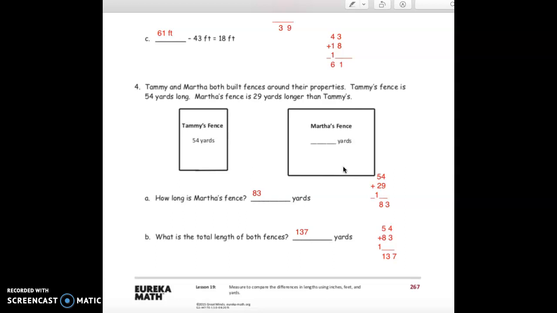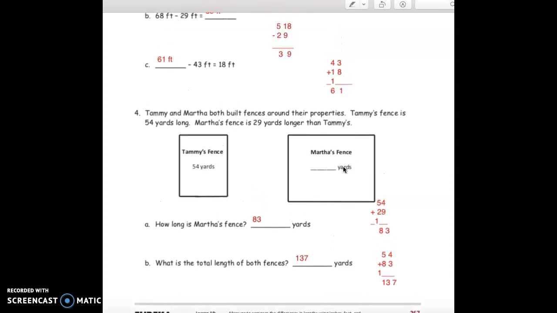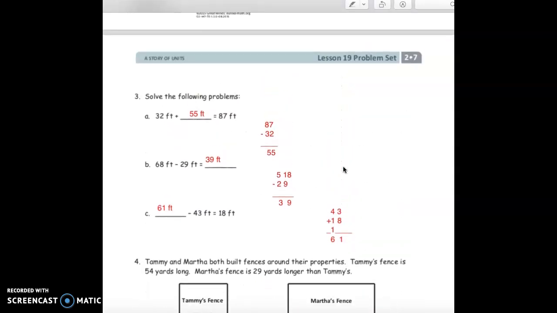All right. Great job. Check over your work. That's how you do problem set 19 from Module 7.